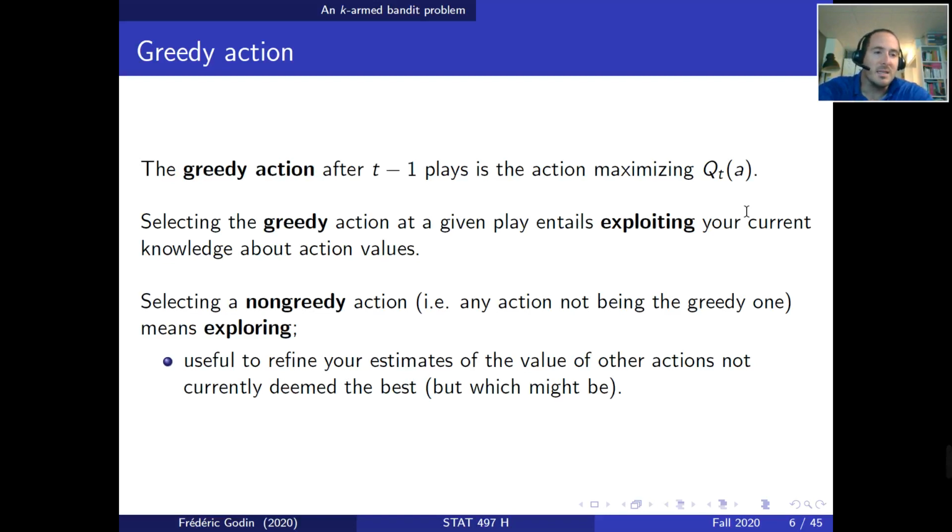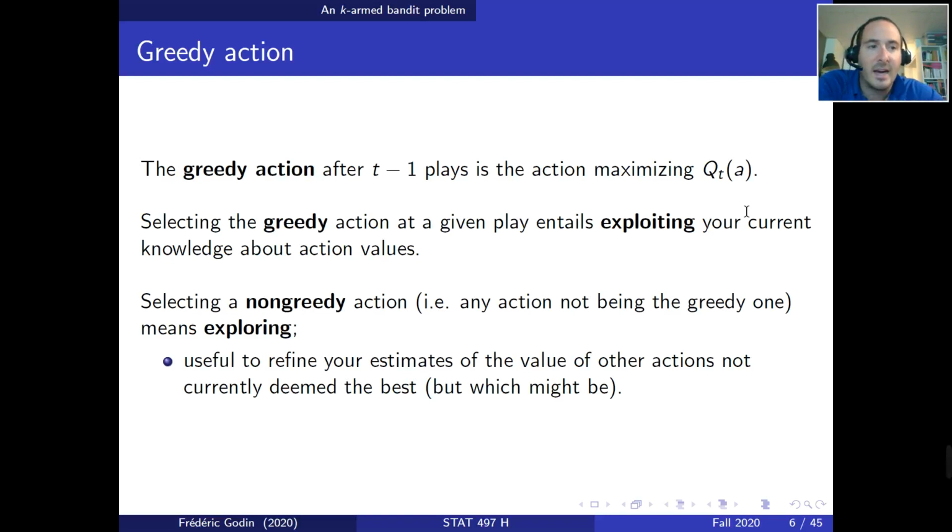What this means is that if you take the greedy action, you will try to pick the lever which will give you the highest possible reward for the next play. So you use your estimates, you exploit your knowledge to try to find what will give you the best reward on the next play. In reinforcement learning, we will see that often we need to select the greedy action, but sometimes we will need to select other actions than the greedy action. These other actions are called the non-greedy actions.